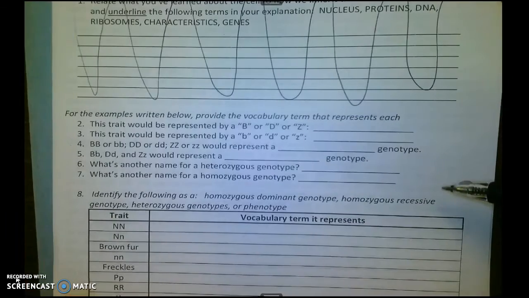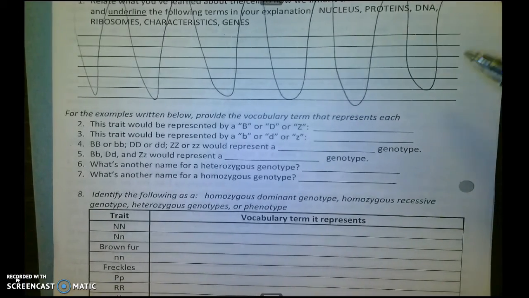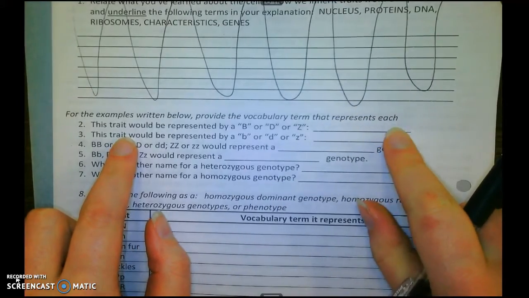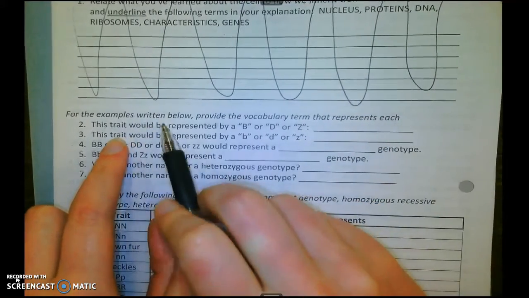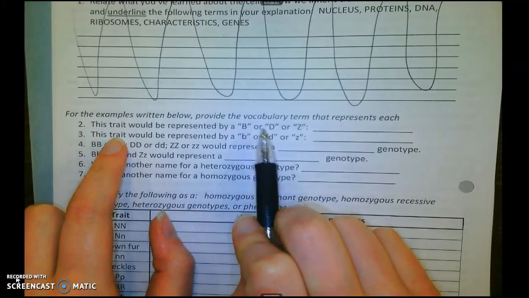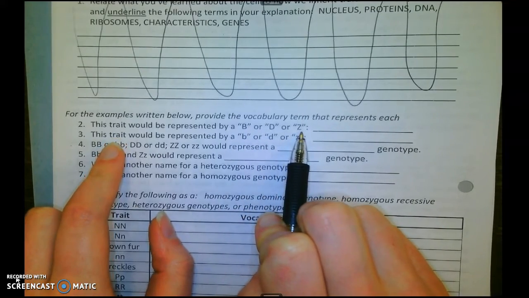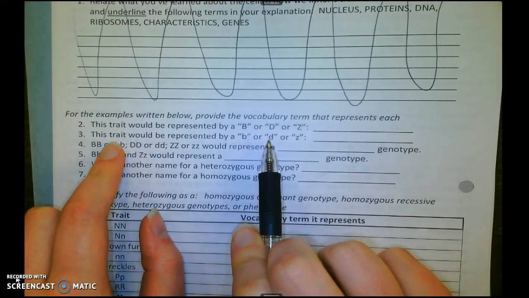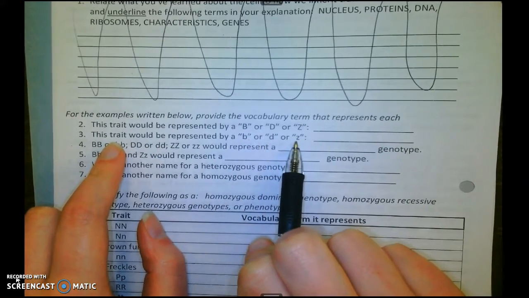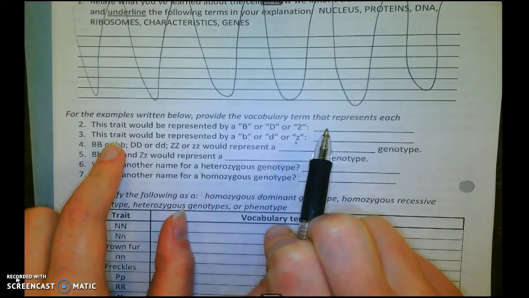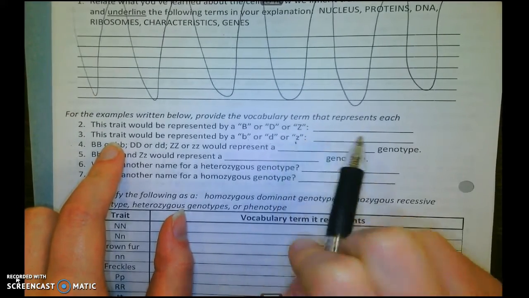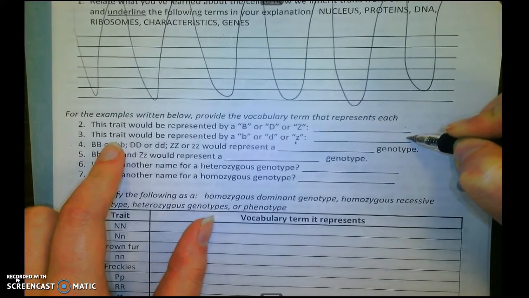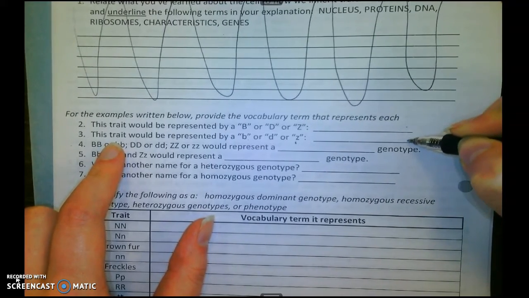We just talked about the words dominant and recessive. So we need to figure out what we can put on each of these blanks. This trait would be represented by a big B, a big D, or a big Z. Number 3, this trait would be represented by a little b, a little d, or a little z. Use what we've just talked about and figure out which is going to be which. Are we going to have dominant or recessive for the first and dominant or recessive for this second blank?